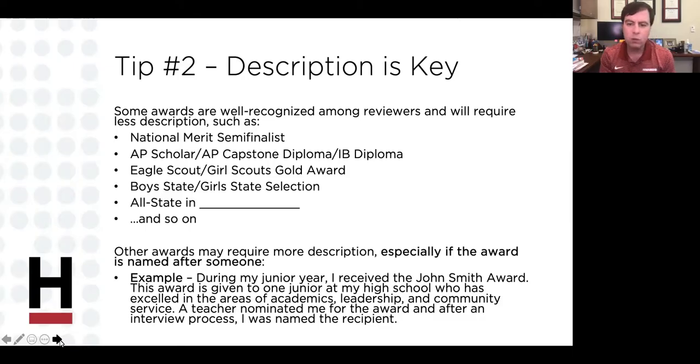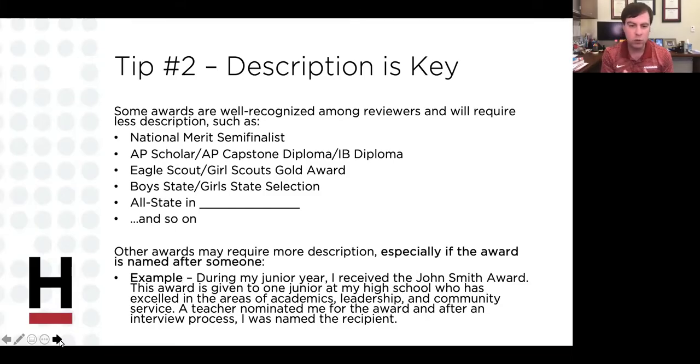Other awards may require more description, especially if the award is named after someone. An example here: during my junior year, I received the John Smith Award. The award is given to one junior at my high school who has excelled in the areas of academics, leadership, and community service. A teacher nominated me for the award, and after an interview process, I was named the recipient. So if you just write down John Smith Award, we don't know what that is. It's given junior year at high school. It's for excellence in a multitude of areas. It's nominated by a teacher and requires an interview process. That's all good description included there.